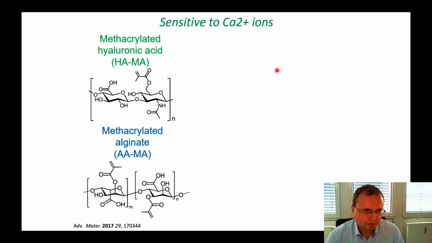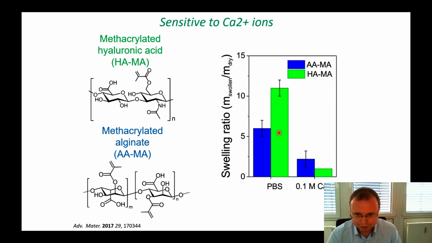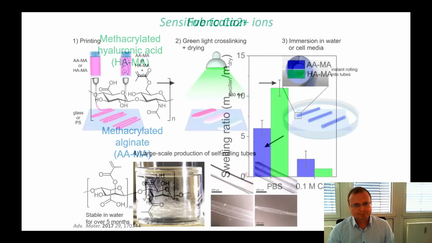This approach was demonstrated on an example of layers made of hyaluronic acid and methacrylated alginate. Both polymers were methacrylated to make them photocross-linkable. From a chemical point of view, both these polymers are weak polyelectrolytes because they contain carboxylic acid, and their swelling properties, of course, depend on the presence of bivalent ions. Without calcium ions, the polymers, if cross-linked, swell a lot. With calcium ions, the swelling is substantially reduced. So we practically can use addition or removal of calcium ions as a stimulus to cause the shape transformation.